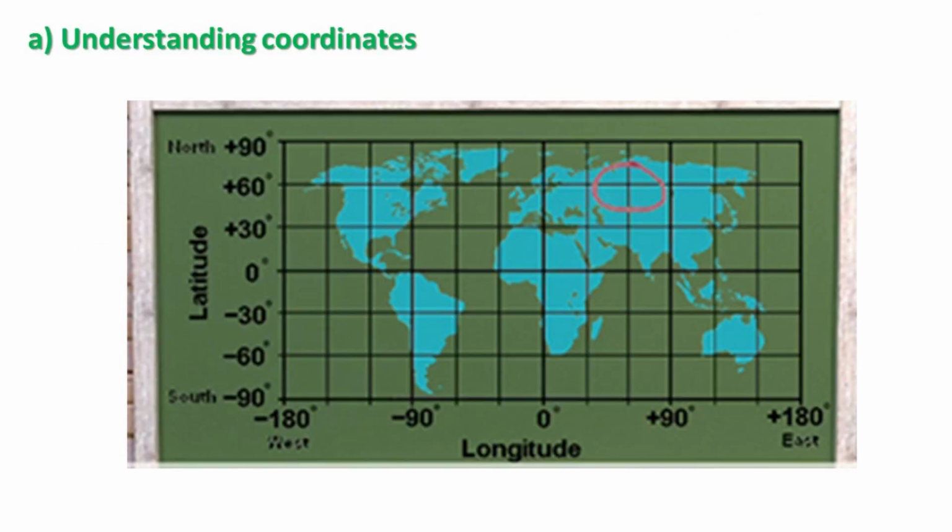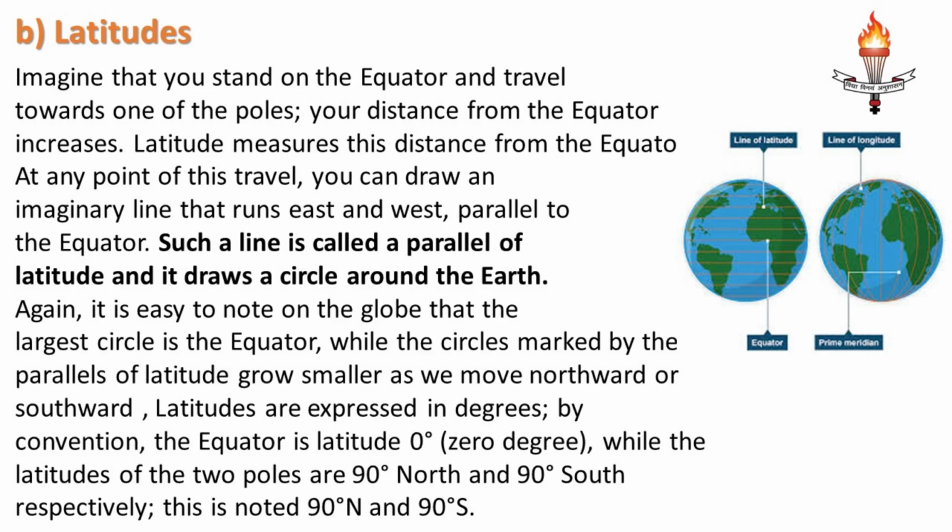To locate places, we use coordinates, latitudes and longitudes, that form a grid around the globe. Latitudes are imaginary lines running east to west, parallel to the equator. The equator is at 0 degrees latitude. The poles are at 90 degrees north and 90 degrees south. Latitudes help us measure distance from the equator.